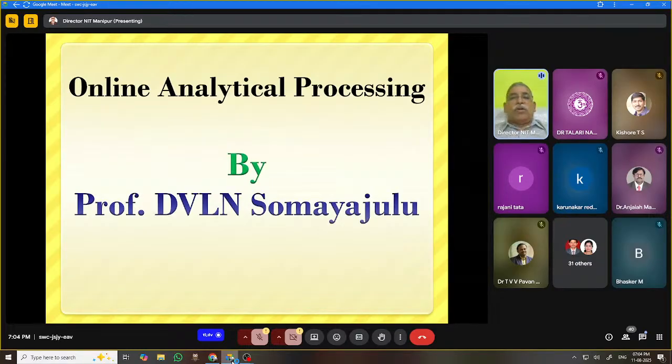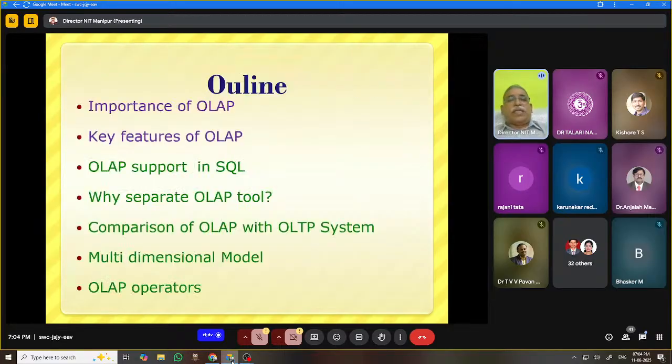As yesterday I talked about different transaction processing systems, today I will describe how analytical processing systems are different from transaction processing systems. Why do you require them? What are the key features? And what is the support provided in SQL, etc.? This lecture may take 2-3 hours, but depending on the time, I will stop in between and continue tomorrow also.